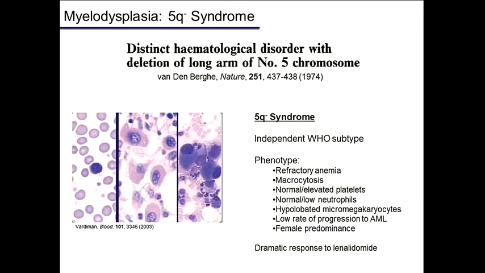So del5q MDS is actually the first chromosomal abnormality to be associated with a very specific clinical phenotype in cancer in general. And in MDS, it's its own WHO subtype, characterized by a very severe anemia with large red blood cells, a normal or elevated platelet count, a very pathognomonic megakaryocyte morphology, and a relatively good prognosis. But it's associated with a really dramatic response to lenalidomide. As I mentioned, about 50% of patients have complete cytogenetic responses, about 2/3 have hematologic responses, and some of the patients have extremely long-term responses, even a small number who have come off the drug and remained in complete remission.